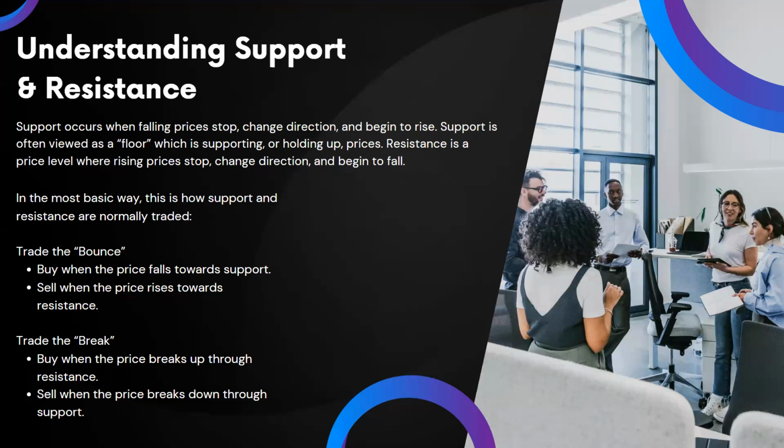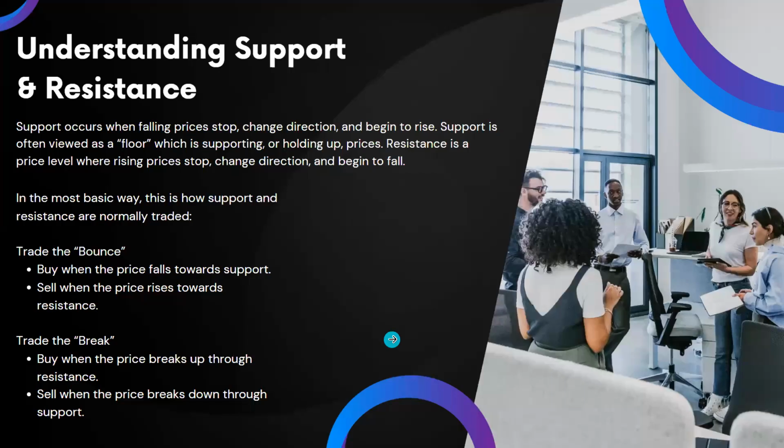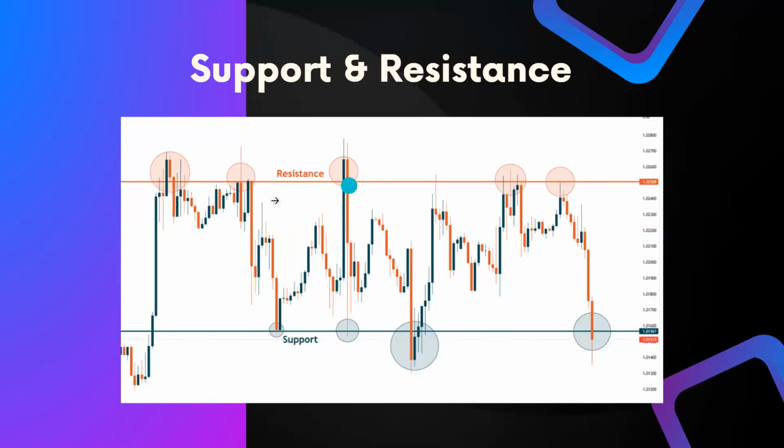So support is often viewed as the floor. Okay, so let's go back to this picture here. This is our support. This is the floor. Now, when we go to resistance, it's a price level where prices stop and change direction and begin to fall. So we have our resistance right here. Price stopped, it changed direction, began to fall. So at our support, price moved up; at resistance, price falls. Support, price moves up, resistance, price falls.